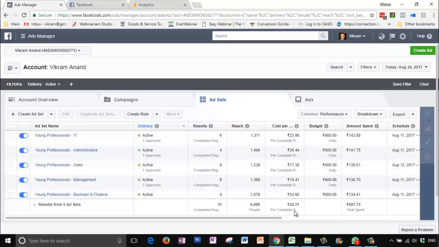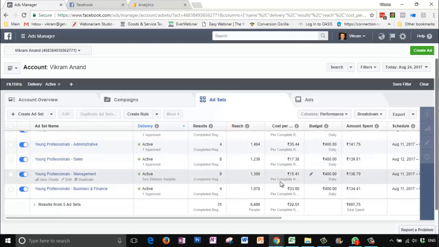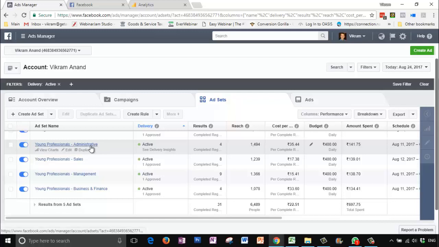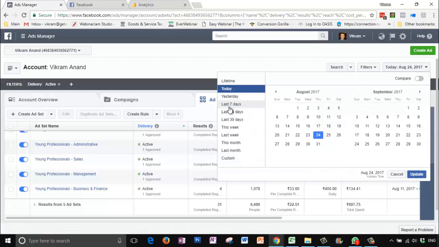So for today, I can see that people who have stated that their managers are giving me a cost per registration of 15 rupees at the low end, and at the high end, people who are in basic clerical administrative staff have a much higher cost per registration. Of course, data for one day is meaningless, and I should actually be looking at this over a 7-day, 8-day, or 10-day period. And if I wanted to do that, I would come here, click on, let's say, last 14 days.